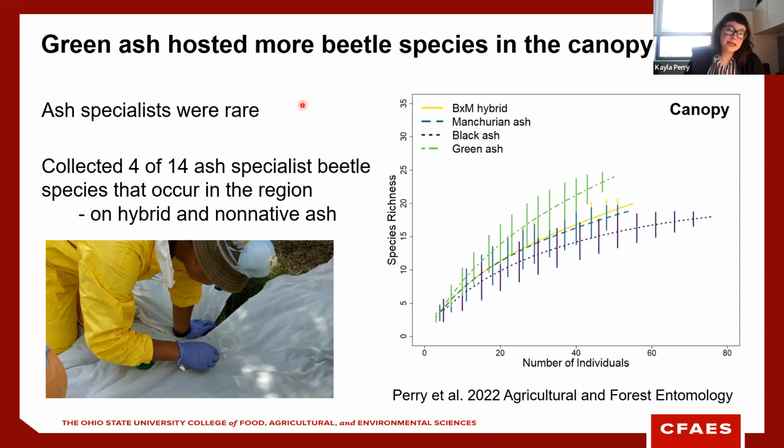However, as I mentioned, we did see that ash specialists were rare within the common garden. And in fact, we only collected 4 of the 14 ash specialist beetles that occur within the region. But they were found on hybrid and non-native ash. So although this isn't a lot of data to work with, potentially this is promising and definitely suggests that we maybe should look at this in more depth. And I would particularly recommend on the leading edge of the EAB distribution.